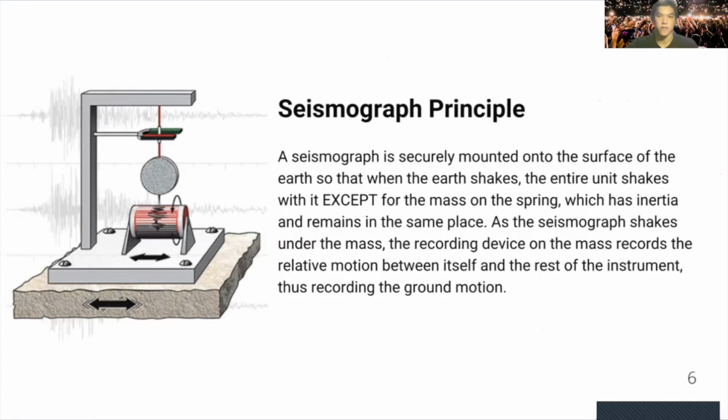A seismograph is securely mounted onto the surface of the earth so that when the earth shakes, the entire unit shakes with it, except for the mass on the spring, which has an inertia and remains in the same place. As the seismograph shakes under the mass, the recording device on the mass records the relative motion between itself and the rest of the instrument, thus recording the ground motion.